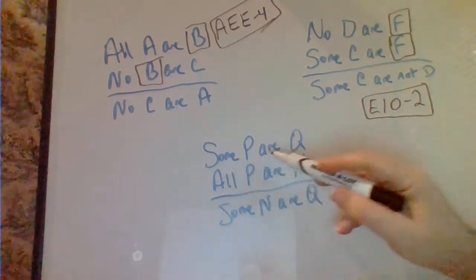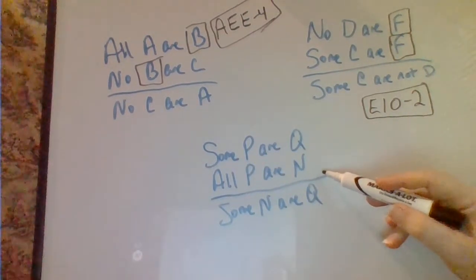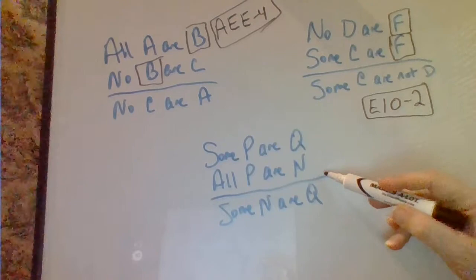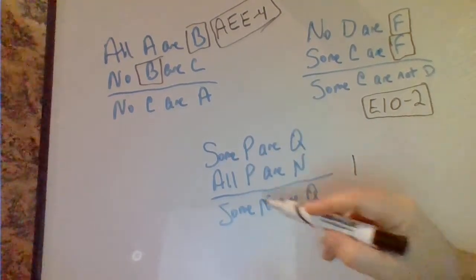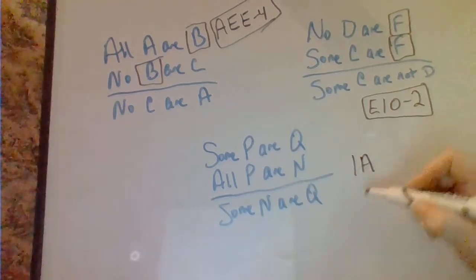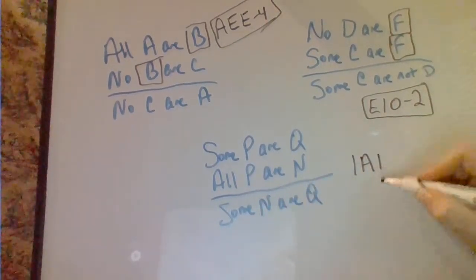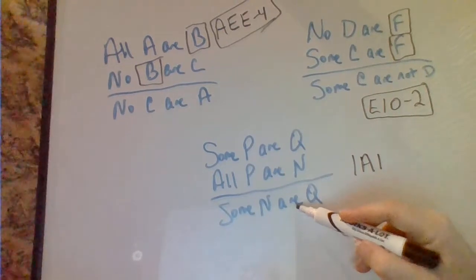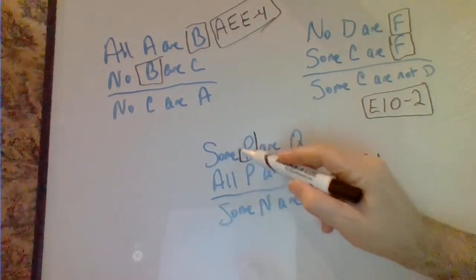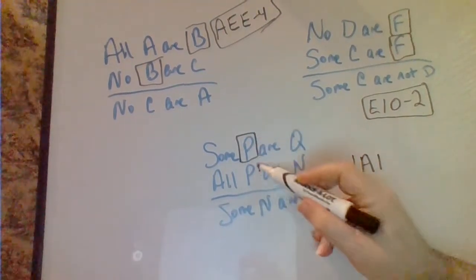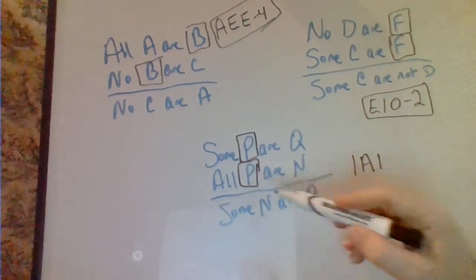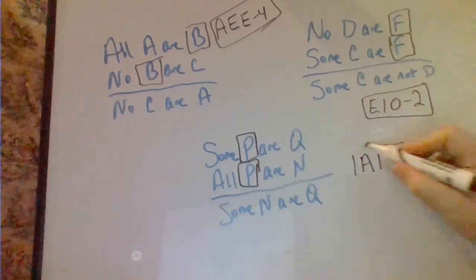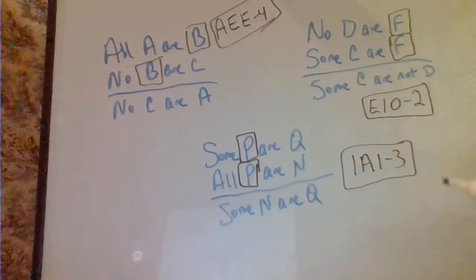And the last one, some P are not Q. All P are N, therefore some N are Q. So we've got some P are not Q, that's an O statement. All P are N, that's an A. Some N are Q, that's an I. The middle term in this case is the P, used twice in the premises, not in the conclusion. And that P is in the subject position of both premises. That makes it a figure 3. So this would be an OAI figure 3.